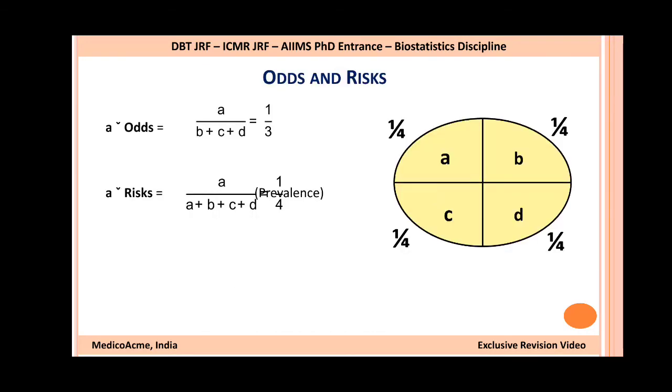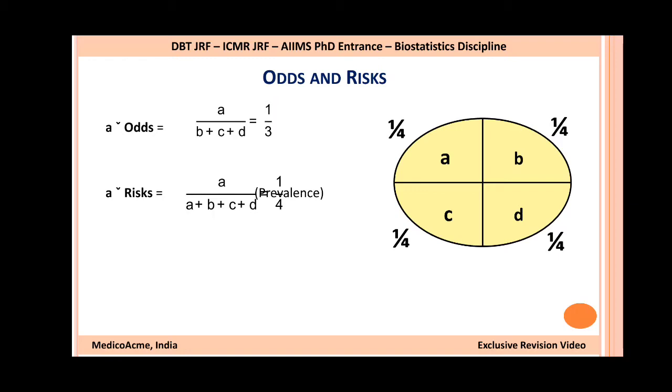So odds and risk, this is very important. Suppose this is an apple and you have cut it into 4 parts. A, B, C and D will all be equal parts if you have cut without any bias, so that will be 1 by 4, 1 by 4, 1 by 4. If you are dividing among your brothers and sisters, or if you are a mother or father, you want all your children to have the same quantity of apple so that they do not fight with each other. So in this case, 1 by 4, 1 by 4, 1 by 4 is given.